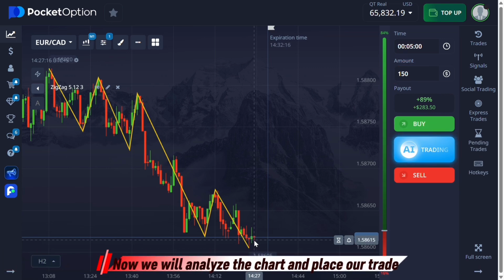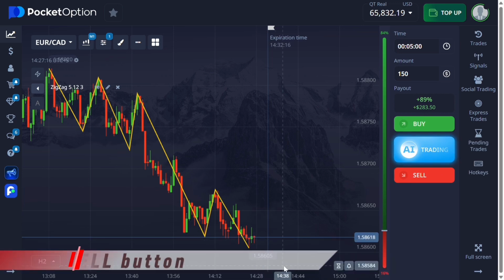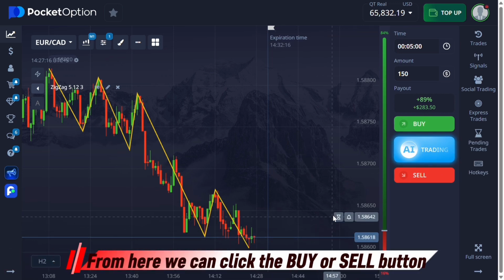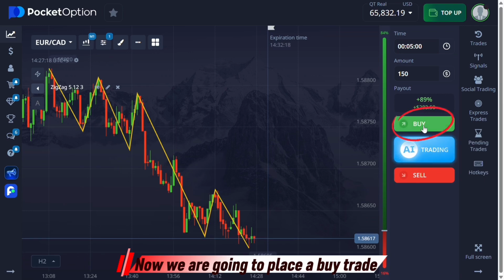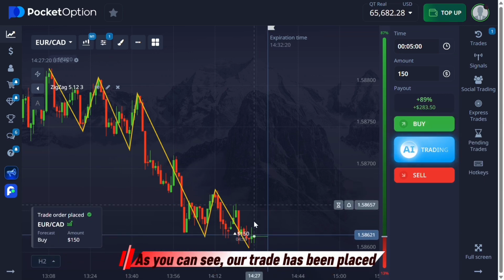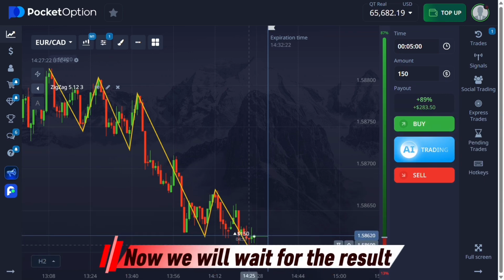Now we will analyze the chart and place our trade. From here we can click the buy or sell button. Now we are going to place a buy trade. As you can see, our trade has been placed. Now we will wait for the result.